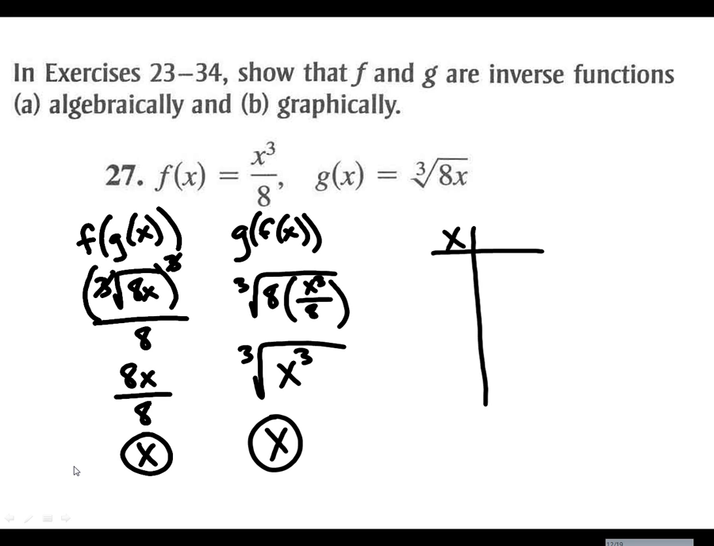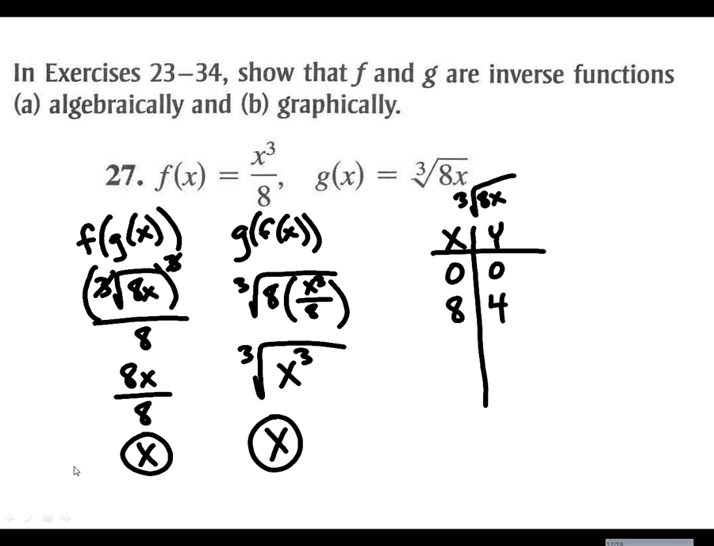So let's do our tables here, and let's figure out some good numbers to use. I'm going to start with the cube root of 8x. I think 0 is a good number. 8 times 0 is 0. The cube root of 0 is 0. How about 8 times... Let's just go 8 times 8. And there, 8 times 8 is 64. And the cube root of that is 4.